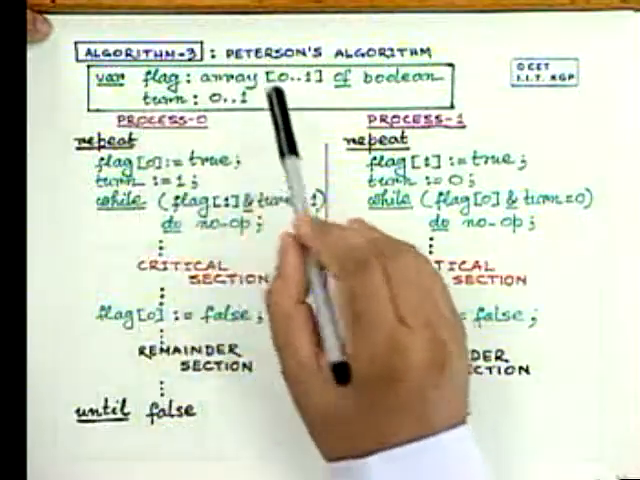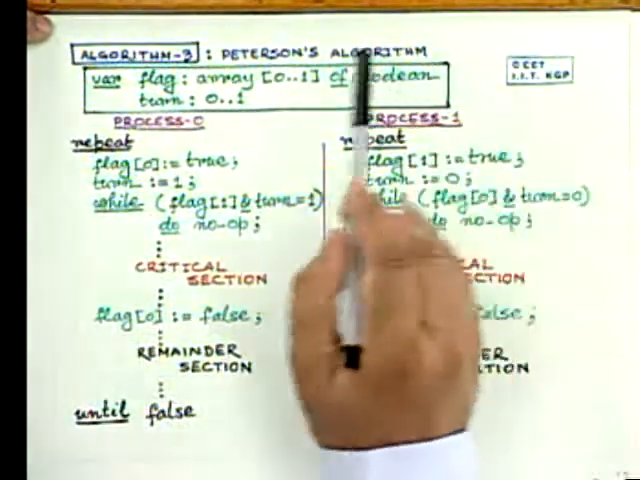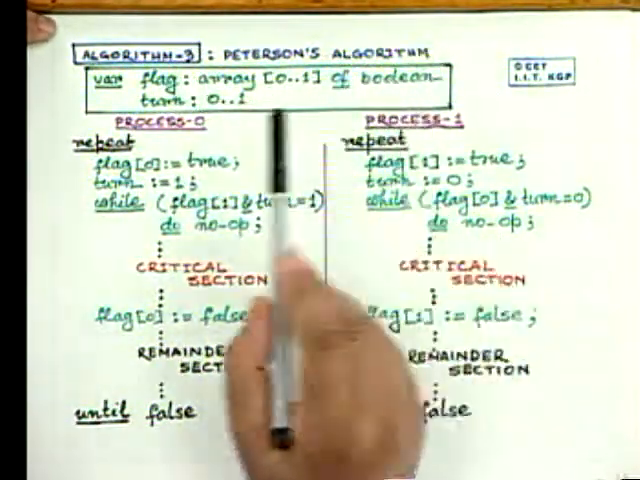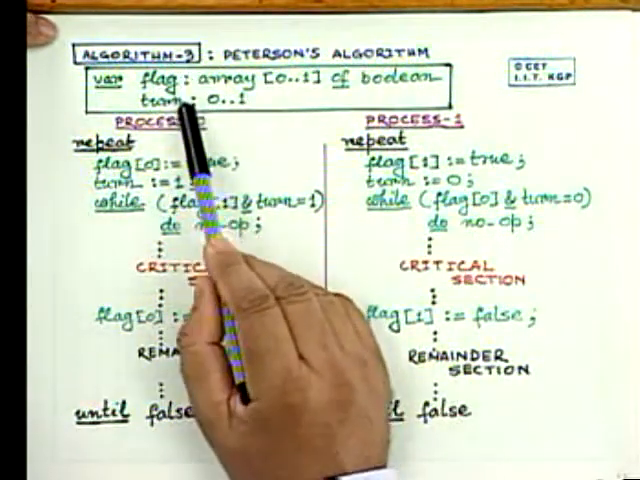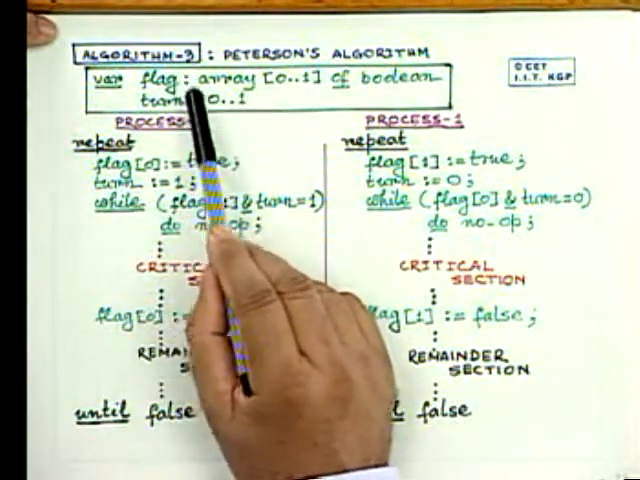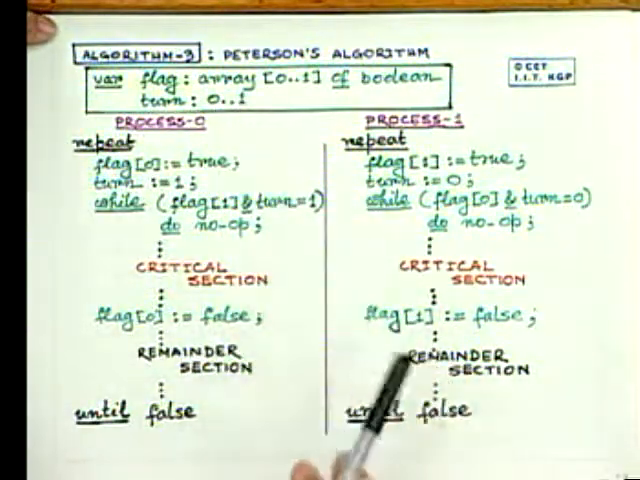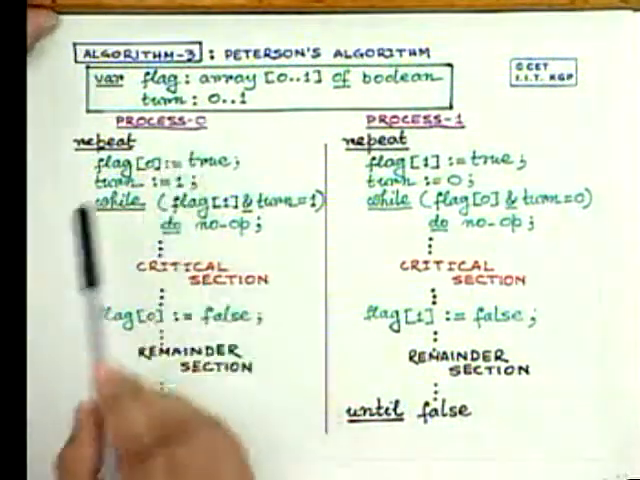Now here, we have taken algorithm 3, that we call Peterson's algorithm. Here both the flag and the turn variables have been utilized to come to a solution. Let us see what it does.